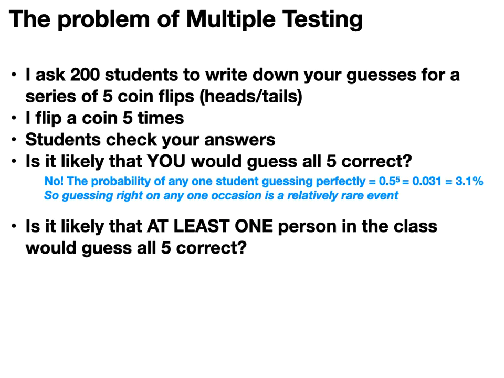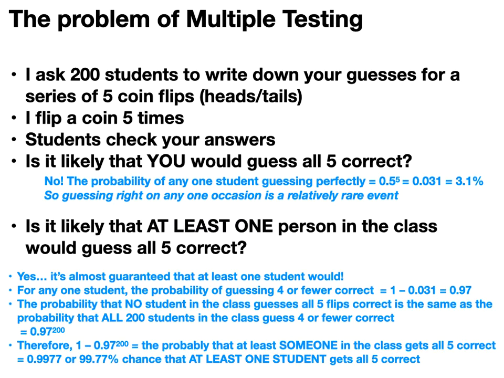Now, given that it's rare for you to guess all 5 correct, do you think it's very likely that at least one student in the class would guess all 5 correct? Well, the surprising thing is it's practically guaranteed that at least one student would. So for any one student, again, the probability of guessing less than 5 correct is 1 minus 0.031, or 100% minus 3.1%. So there's about a 97% chance that you don't get all 5 correct, right?